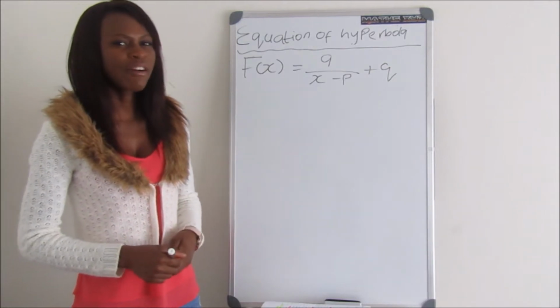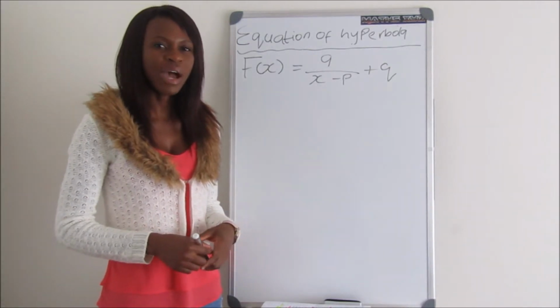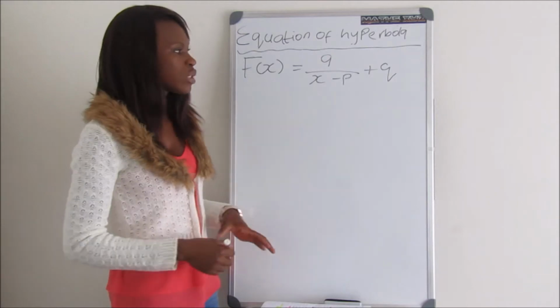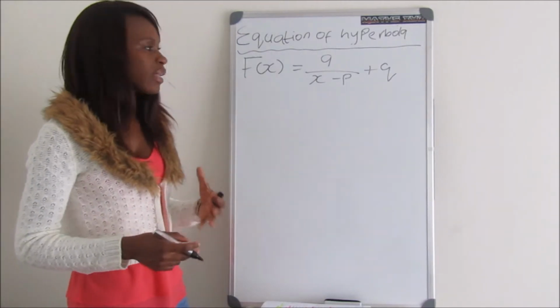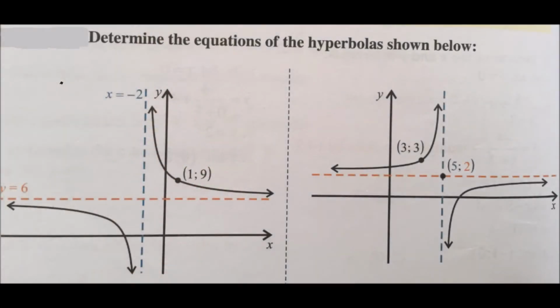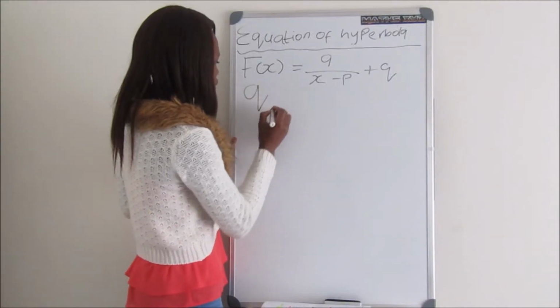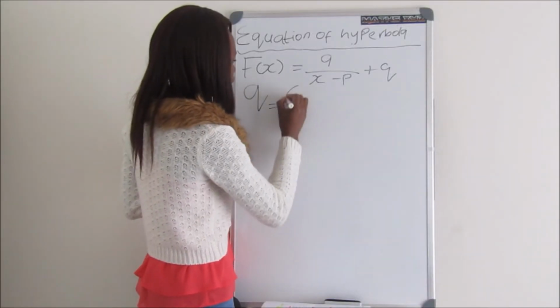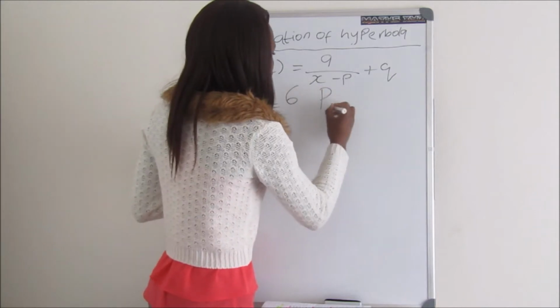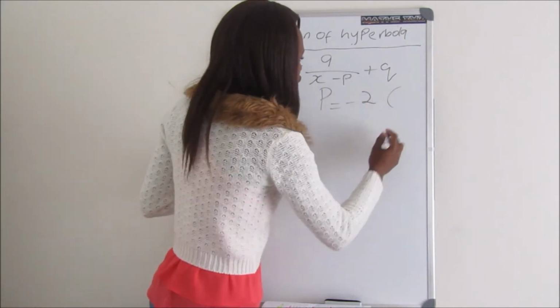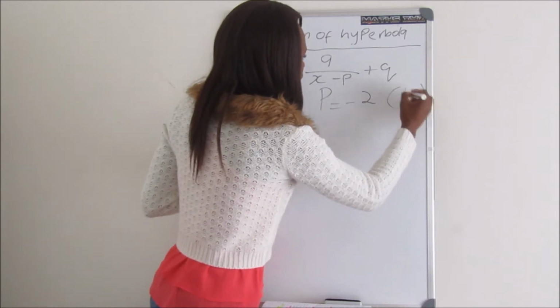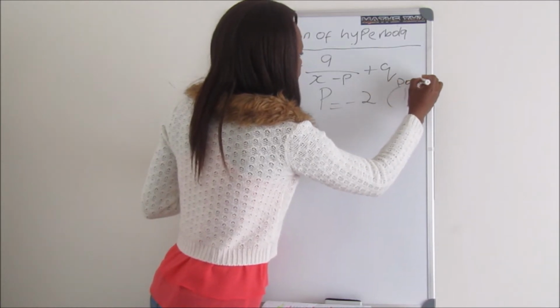Then the question that we have is to find an equation of a hyperbola given both the asymptotes, the horizontal asymptote and the vertical asymptote, and another point on the graph. The horizontal asymptote that we have is q = 6, and our vertical asymptote is x = -2, and another point on the graph has the coordinates (1, 9).